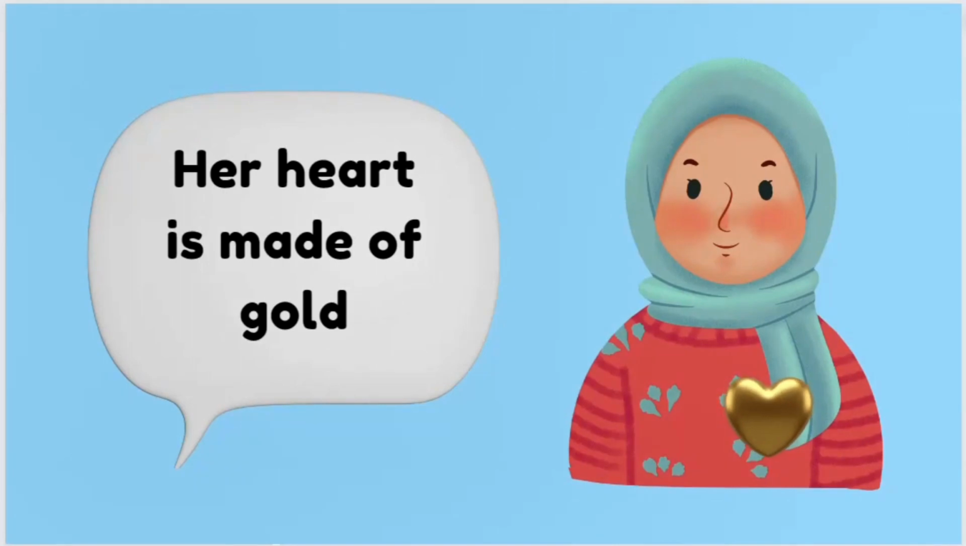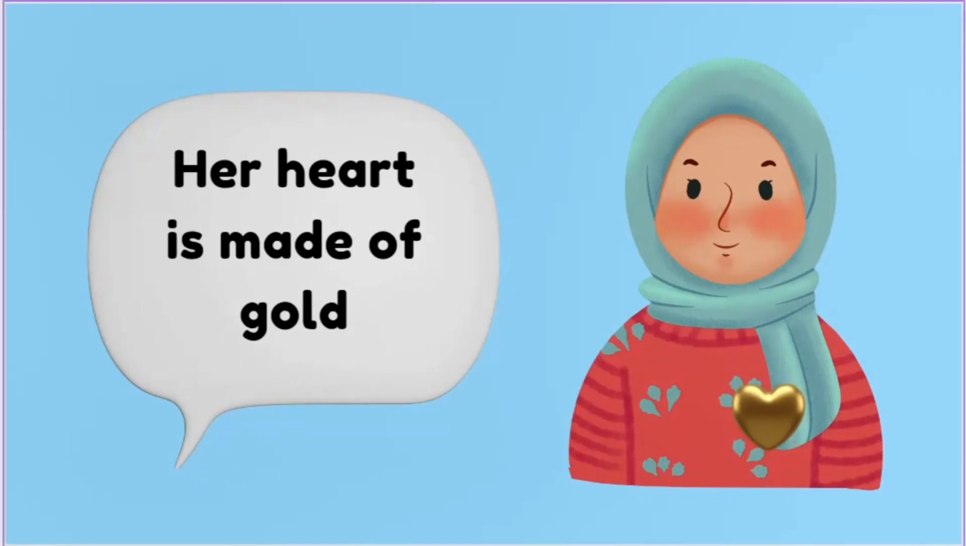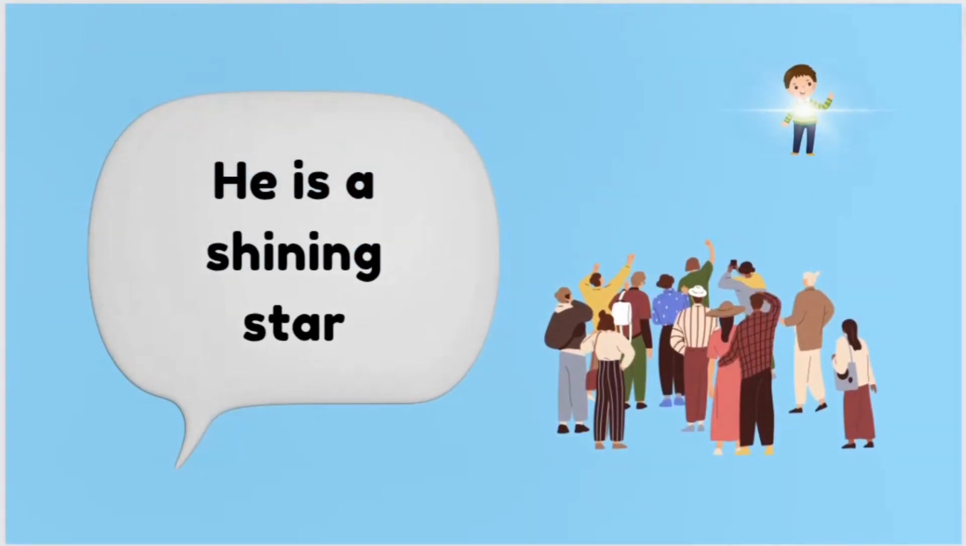Her heart is made of gold. Now, it's not literally possible, but it means that she has a beautiful heart, right? Next is I'm feeling blue. We can't be blue, but if you are sad, or you are sick, you can say I'm feeling blue. He is a shining star. Now he can't be a shining star, but if somebody says that he is a shining star, it means that he is brilliant or extraordinary. So this is how metaphors work.